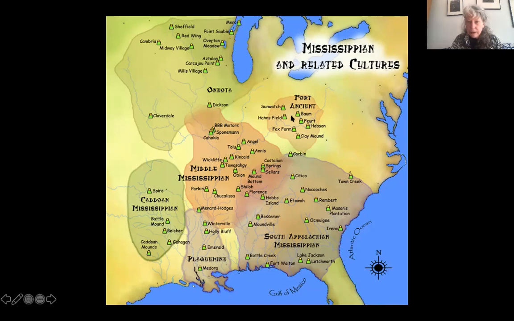I don't know if it's on this map. Yeah, here it is, Cahokia. This is Tennessee right here. And some of the artifacts we're going to talk about came from a site in Tennessee called Castalian Springs. So there are some artifacts that have been found from Mississippian culture in Tennessee.